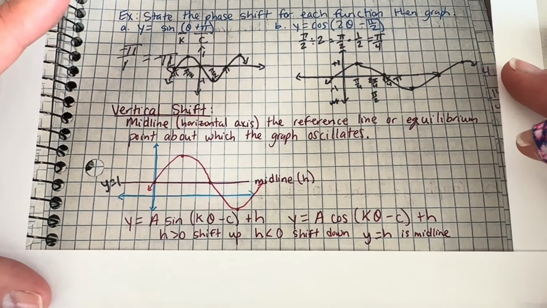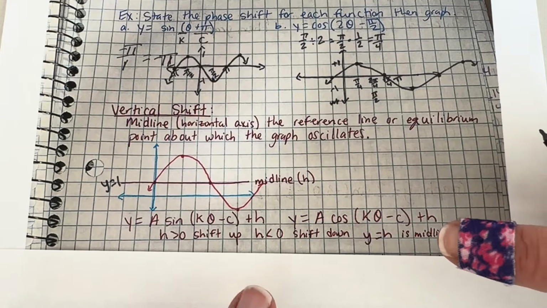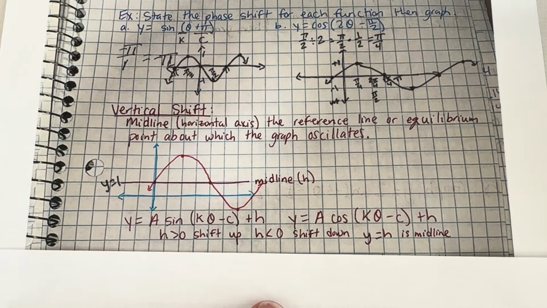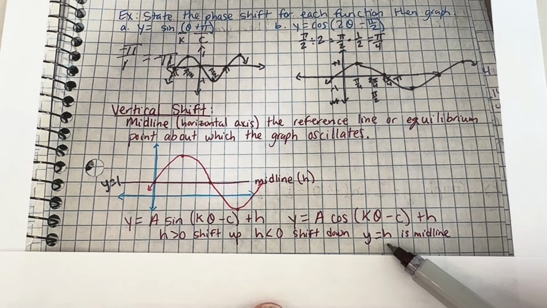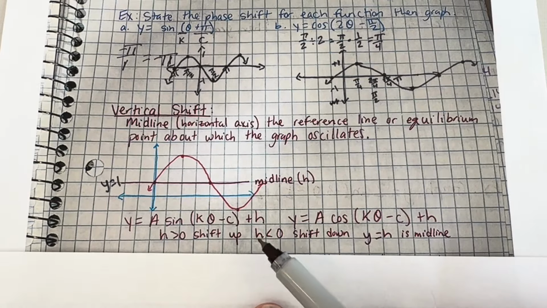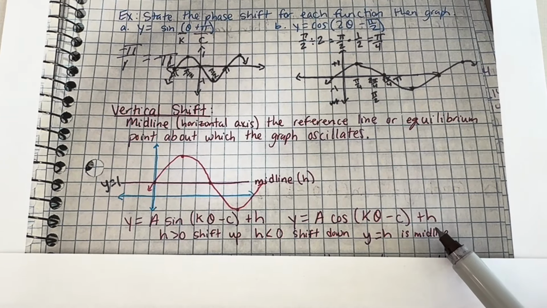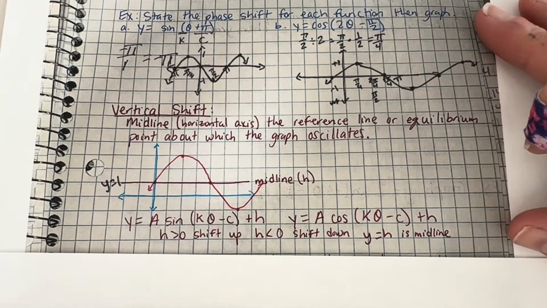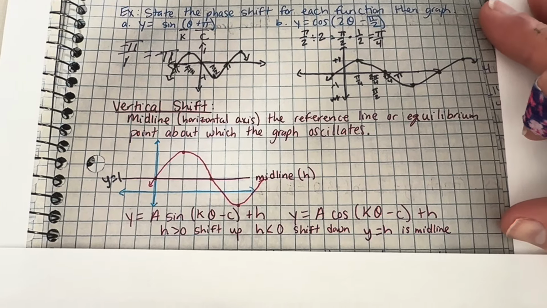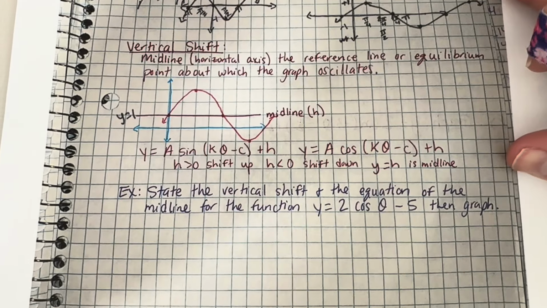This is the information you're going to see. This is our full equation now of a sine and cosine. It tells you where y equals h is that midline. So if it's a plus or if it is a minus, that's going to be your midline, and then you would do your amplitude from that point.